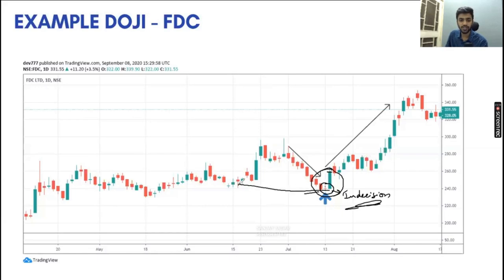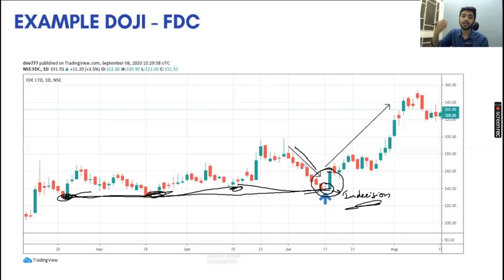And see this, there are a lot of support zones here. So the stock rejected once from here also. It rejected again from this area. It rejected again from this area. This is a clear-cut support area for the stock. And at the same time, you find a doji after a good downtrend of 20%. Now you are able to connect all the dots.